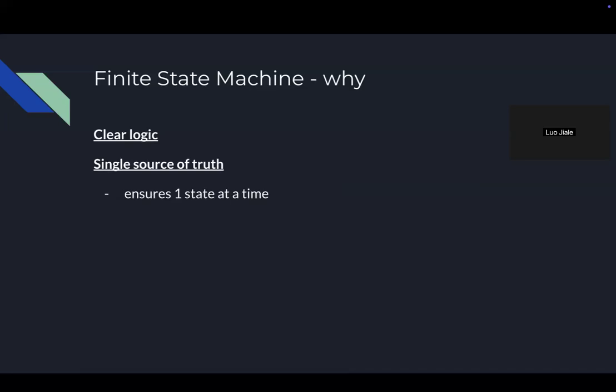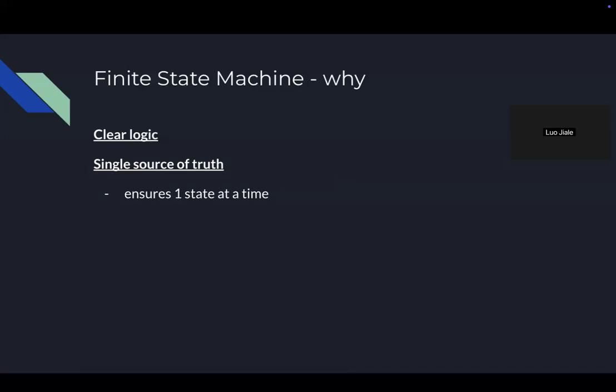And for one other reason, I love FSM because it provides a single source of truth for your character, right? Because FSM ensures there's one and only one state at a time. So imagine you want a character who cannot attack while it's jumping. It cannot have both the jump state and the attack state at the same time. With FSM, you can easily ensure that, because it can only transition between these two states, but cannot have both states at the same time, right?